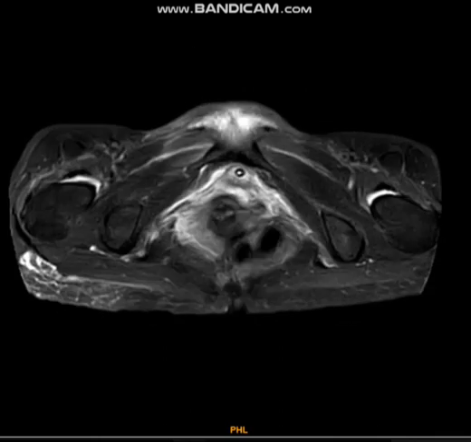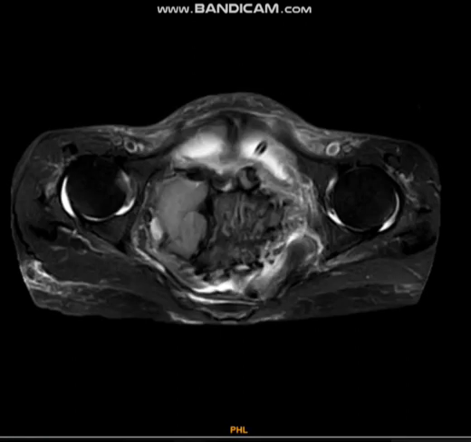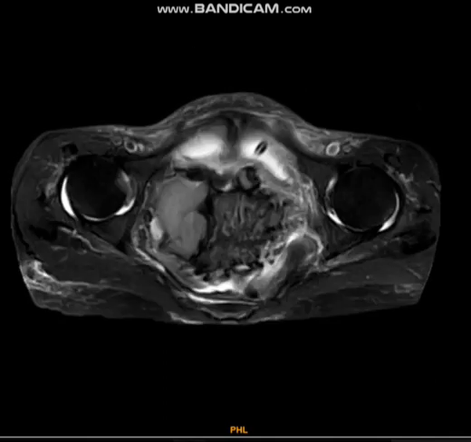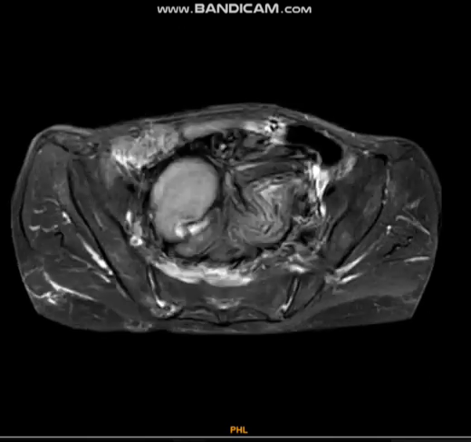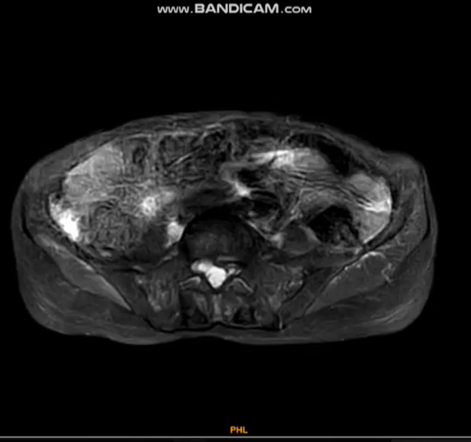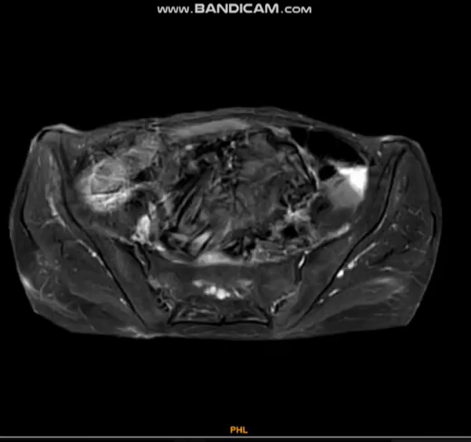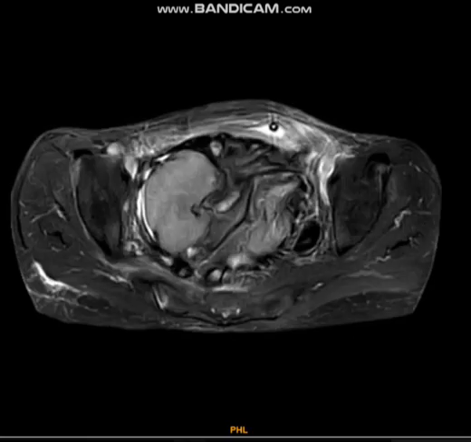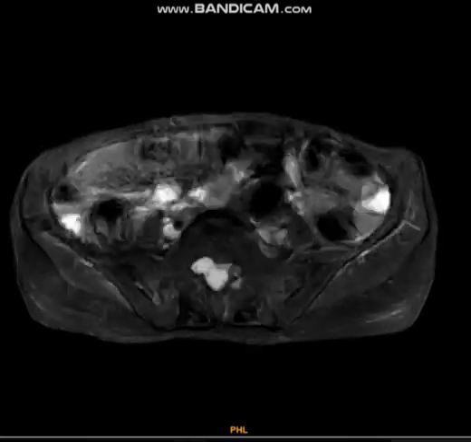As we go lower down, we can see this is the cervix, and after the cervix we don't see the distinct uterus. Instead, this mass which is surrounded by calcification. This is a case of lithopedion, or a stone baby.